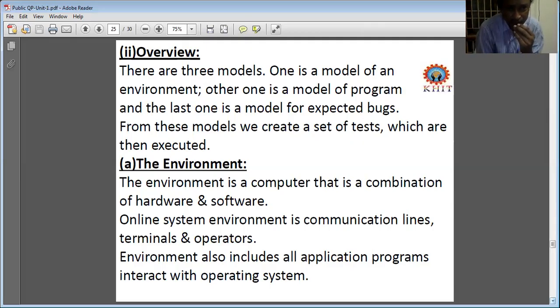A, environment. The environment is a computer, a combination of hardware and software. An online system environment is communication lines, terminals, and operators. The environment also includes all application programs that interact with the operating system.